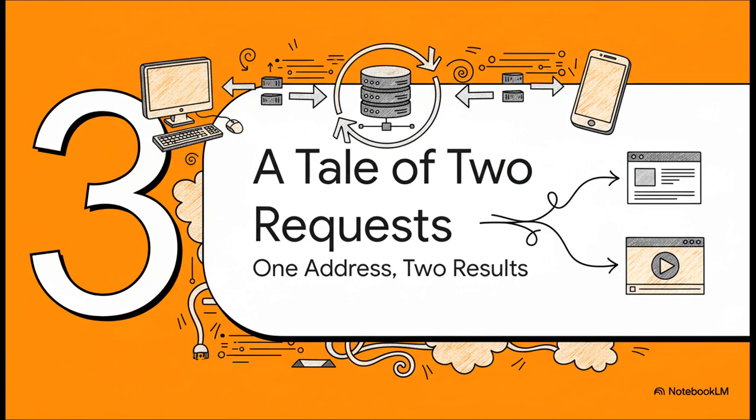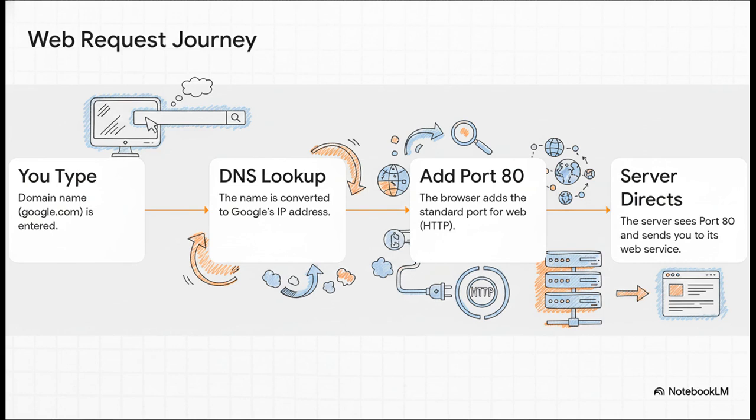All right, let's see this in action, because that's where it really clicks. We're going to send two totally different requests to the exact same server and just watch how the port number works its magic. Okay, first up you type google.com. Your browser immediately translates that name into Google's IP address. But, and here's the key part, it also quietly tacks on a port number. For a secure website, which is most of them these days, it adds port 443 for HTTPS. When the server sees that request arrive with 443 on it, it knows instantly, they want the secure web page, and sends you right to its web service.